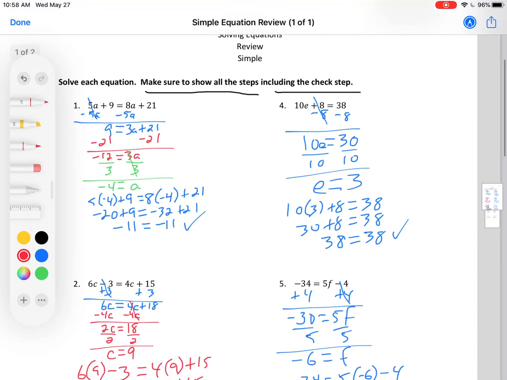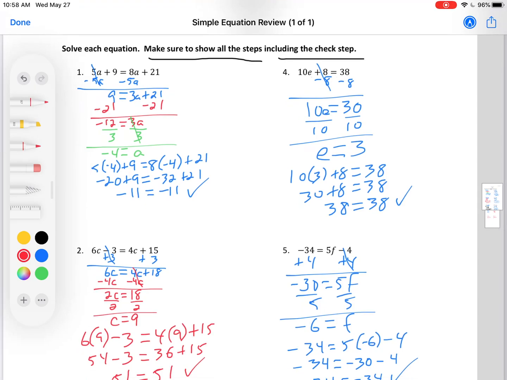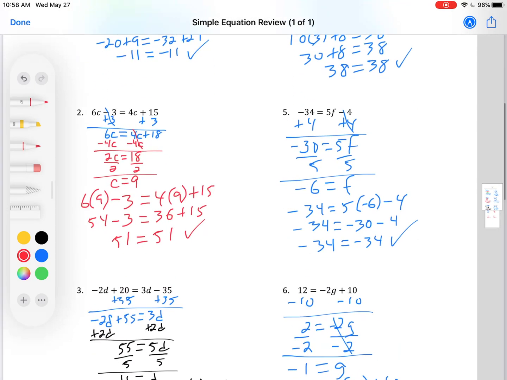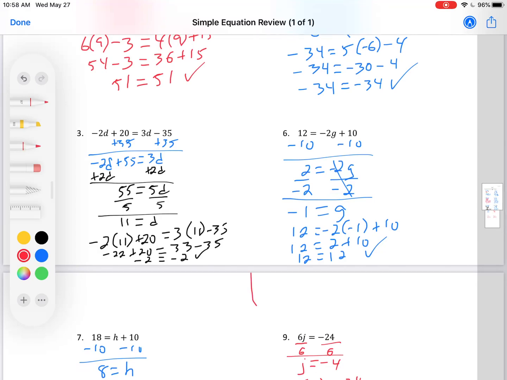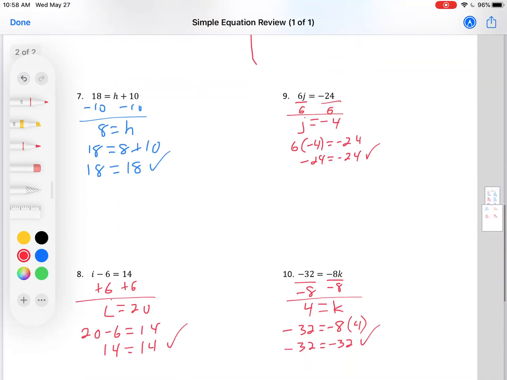Notice, each and every one has all the steps shown, including the check step. That is what I expect from you. That's it. I hope you understand it. Make sure you send me a message if you do not.